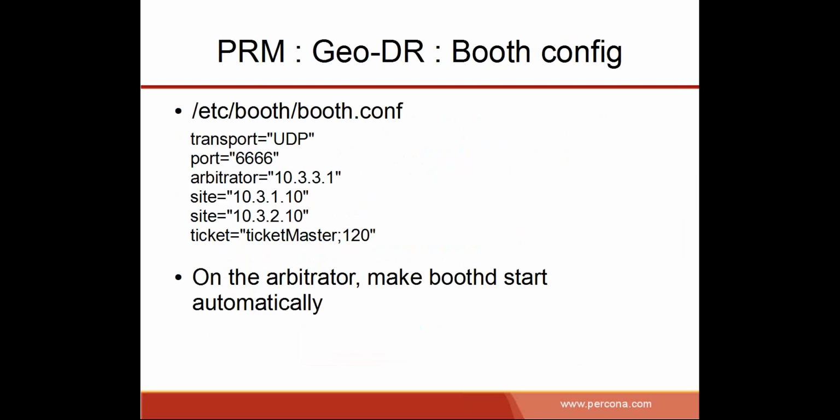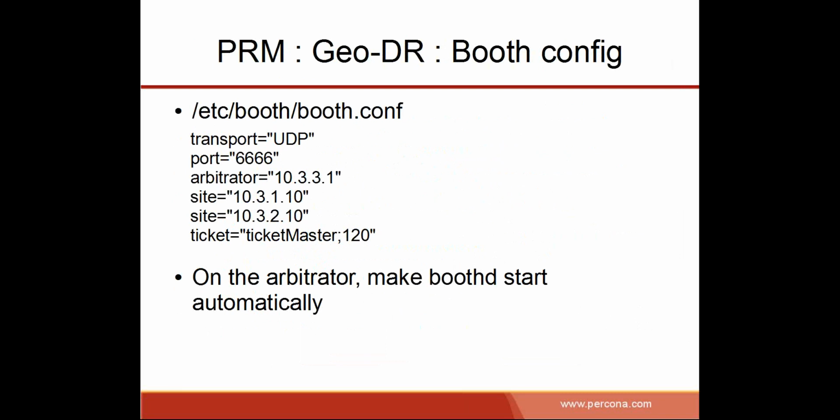Okay, now that we have booth, we need to configure it on all 3 servers. So for the booth configuration, I changed the timeout because I was tired of waiting 2 minutes in my demo. Basically, what you have in the booth configuration file is a transport, UDP, a port, which node is the arbitrator, and which nodes are sites. So for the site, we use the booth IP, the booth virtual IP that we already discussed.